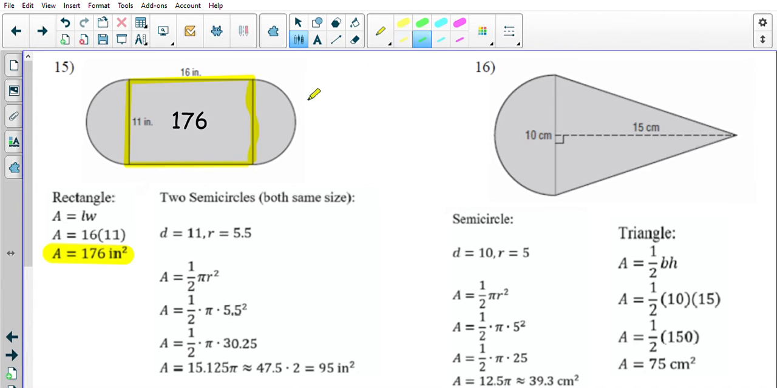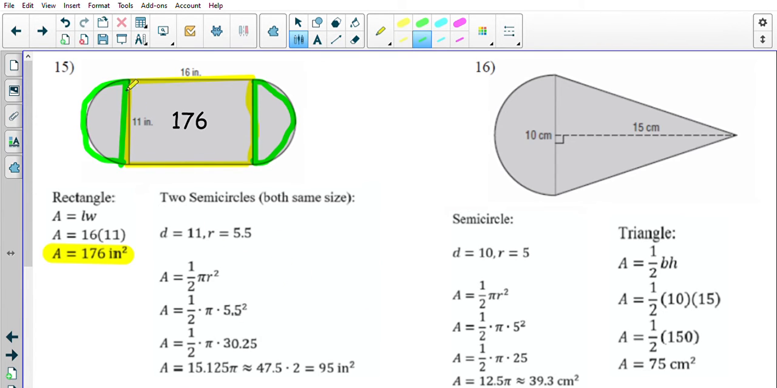Now my 2 half circles I'm going to do together because they're both the same size, which means that if I put them together, they would form a whole circle. So you can either just do pi r squared using 5.5 as your radius, the diameter is 11, or you can do half pi r squared and multiply by 2, which is what I did here. So you can do it either way.